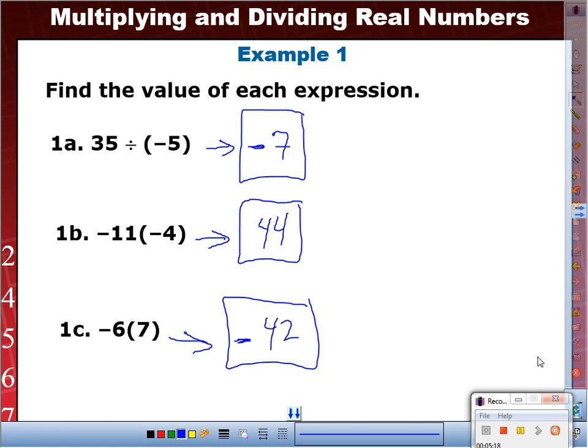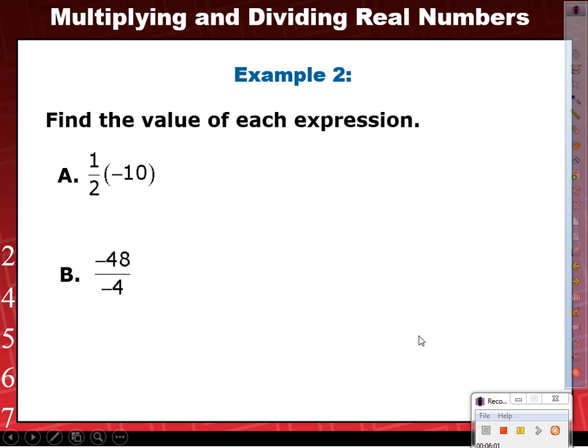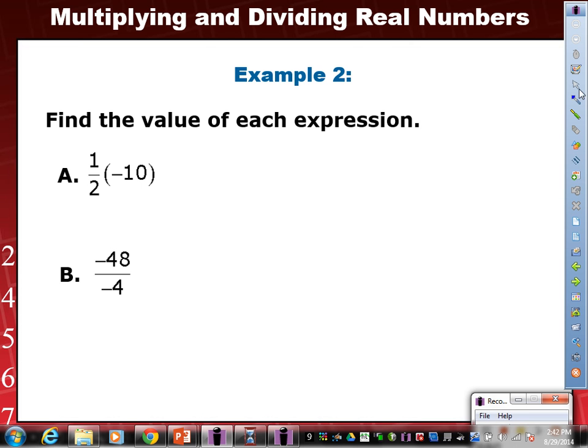Copy this down, please. Example 2. It says, find the value of each expression. A is 1/2 times negative 10. B is negative 48 over negative 4. Go. Let's see what we got.